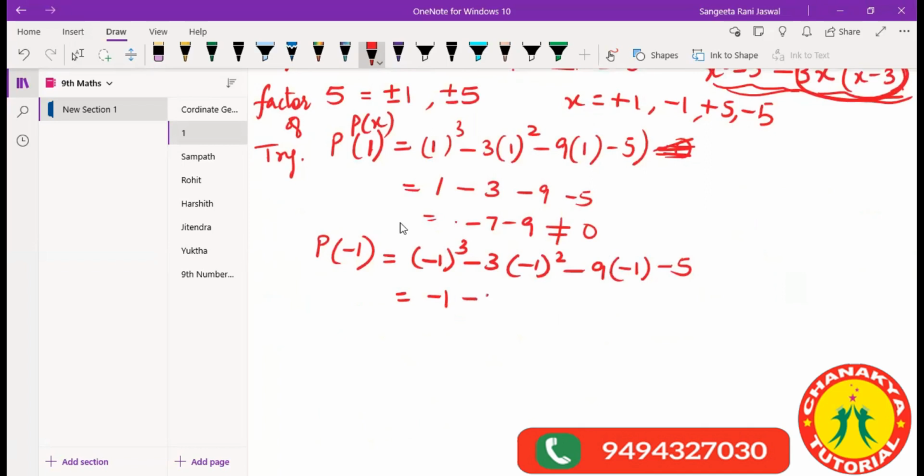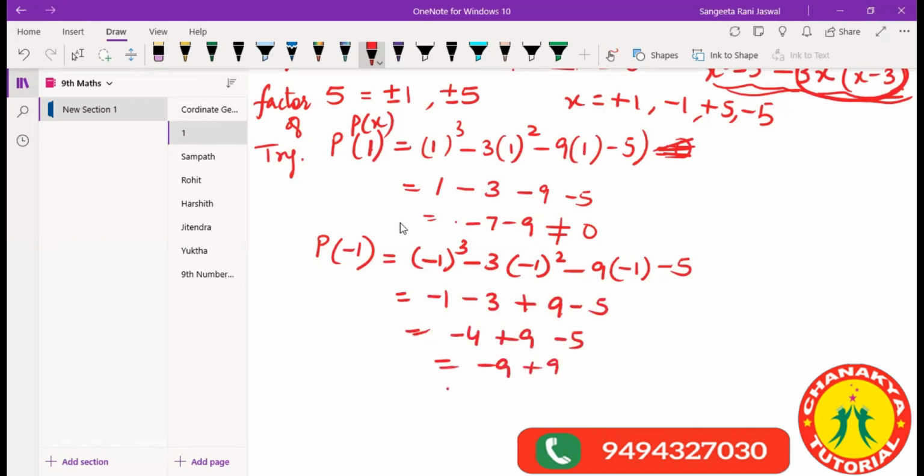So you have -3. And here minus and minus will become positive, plus 9, minus 5. So now here you have -1 -3, that is -4, plus 9 is 5, minus 5. So that gives you 0.